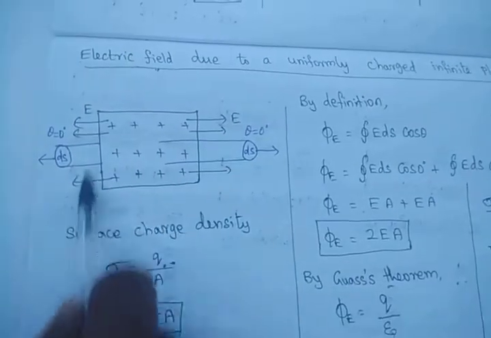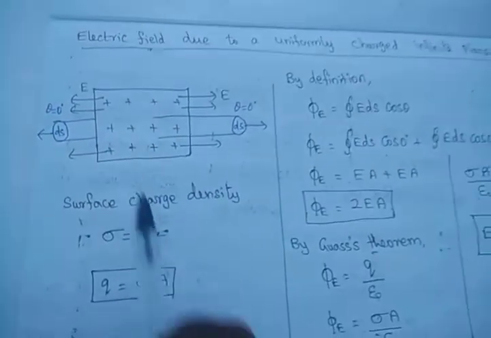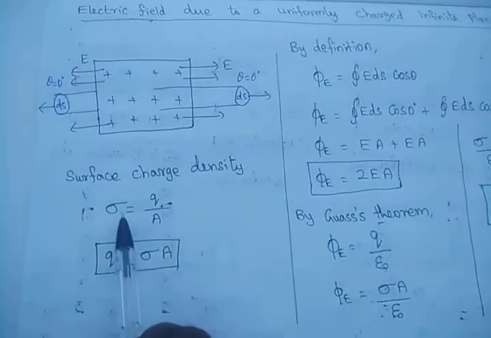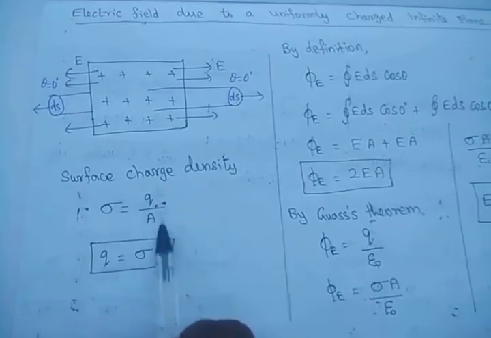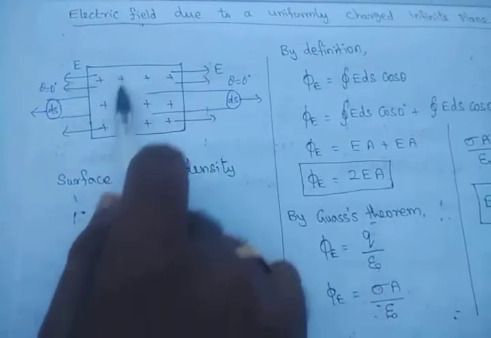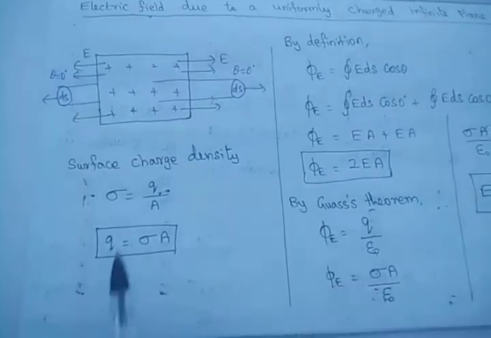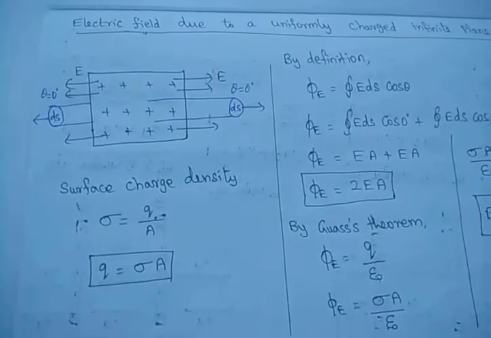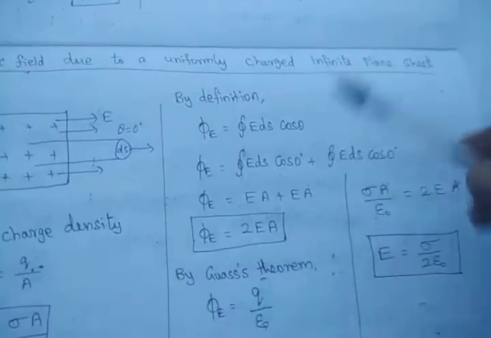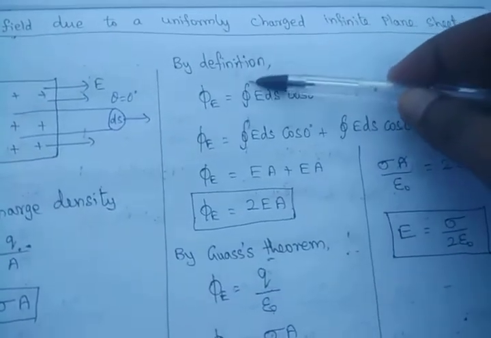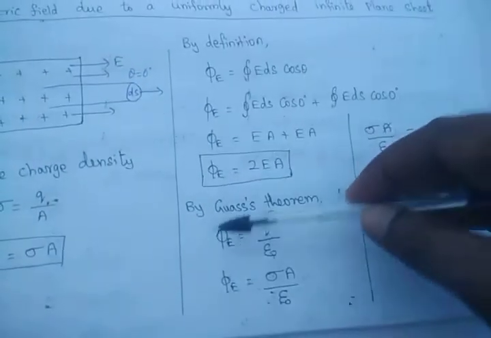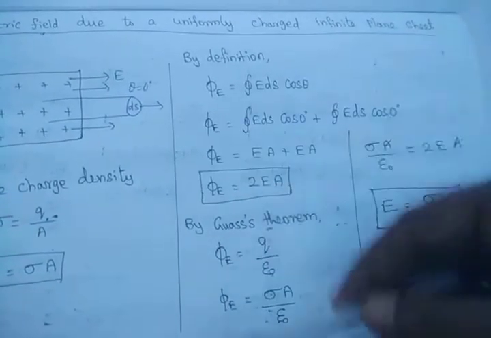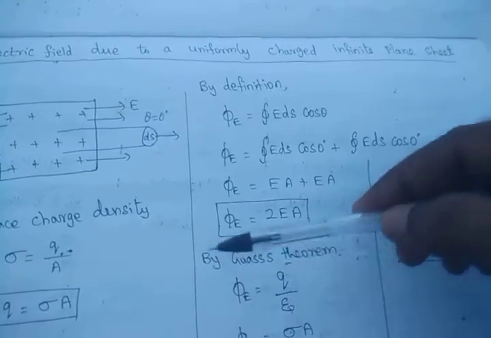Since this is a plane sheet, the continuous charges in the plane sheet can be represented as surface charge density. Surface charge density is denoted by sigma, equal to Q by A, where Q is the amount of charge on the surface and A is the area of the surface. Hence the charge Q is equal to surface charge density times area. As in the previous case, we derive the expression for electric flux by definition, then compare the electric flux with the Gauss theorem. Finally we get the answer. These are the common steps we follow in Gauss theorem applications.